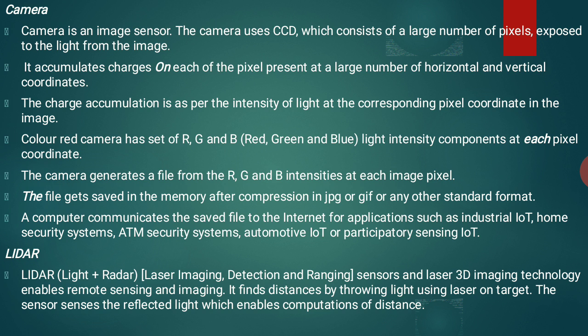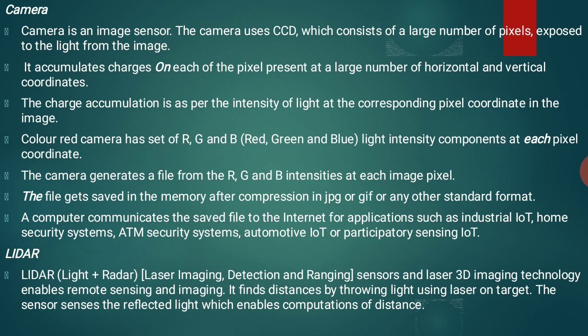The charge accumulation is per the intensity of light at the corresponding pixel coordinate of the image. It depends upon the light intensity at the corresponding pixel coordinates of the image. If you are getting good images, it depends upon the intensity of light, and this intensity of light is based on charge accumulation.